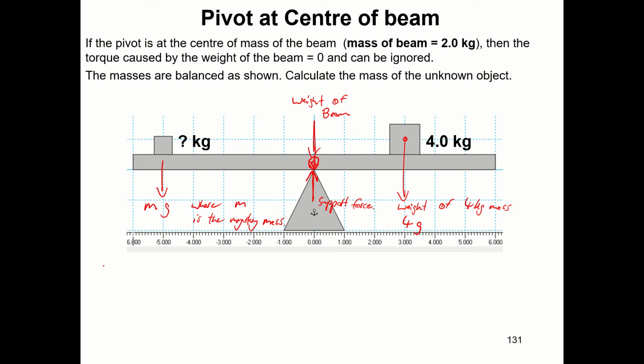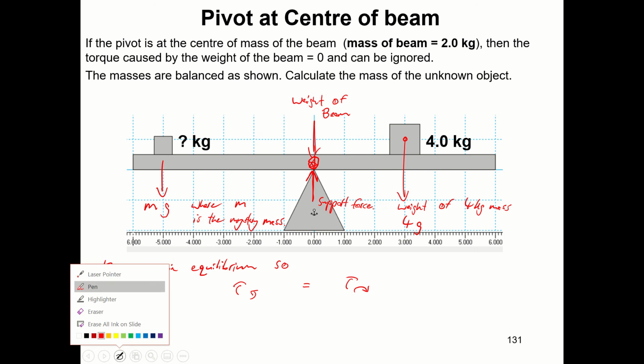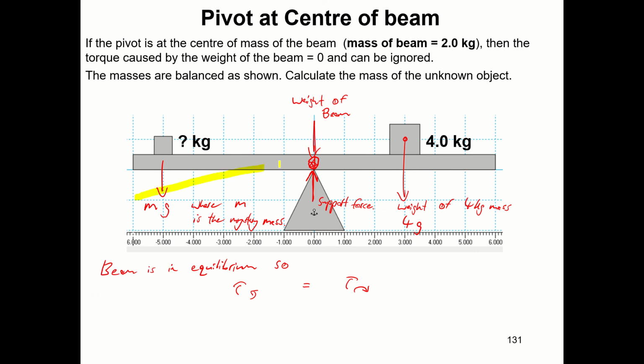But we'll see that usually it's easier just to leave it as the letter g, because that can often cancel out. So I start off by saying the beam is in equilibrium. So the anti-clockwise torque will equal the clockwise torque. So the sum of all the anti-clockwise torques that are trying to make the whole beam tip this way must equal all of the torques which are trying to make the beam tip that way.